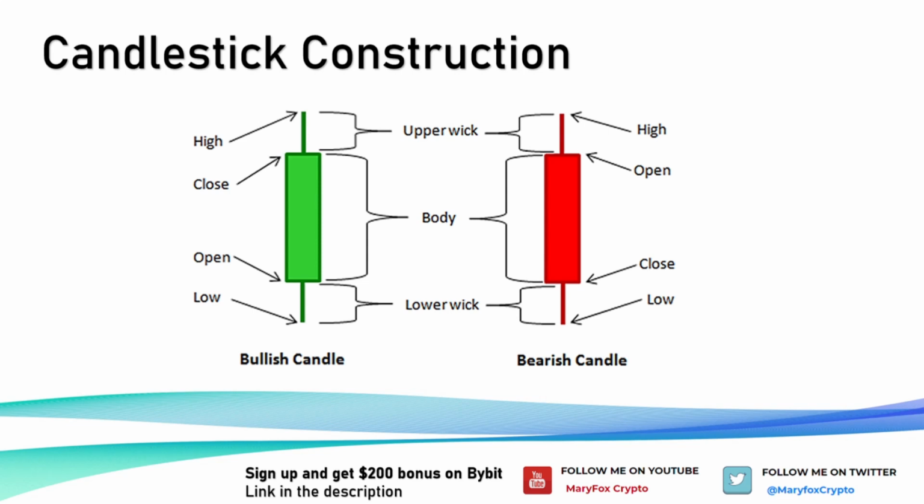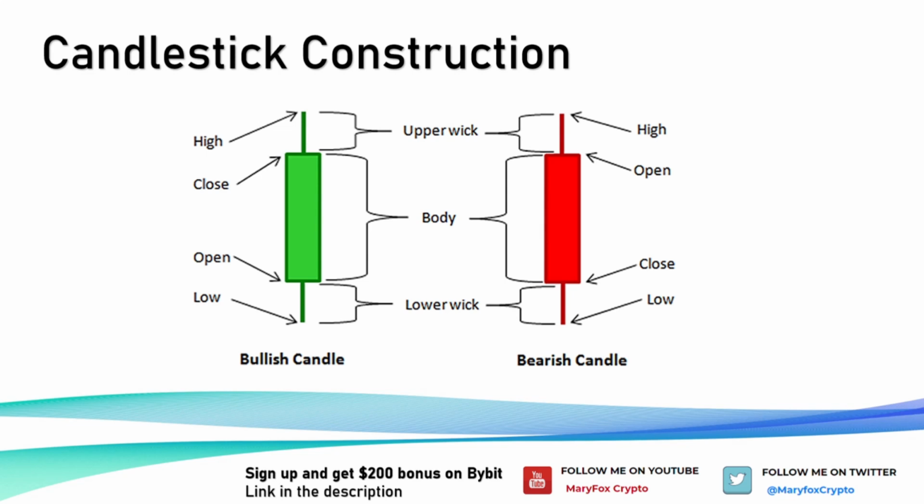In a green candle or a clear candle, the open is at the bottom and the close is at the top. A green candle represents a bullish candle, meaning that the candle closed above where it opened. In a red candle or a shaded candle, the open is at the top and the close is at the bottom. This is the only difference between a green or clear and a red or shaded candlestick.